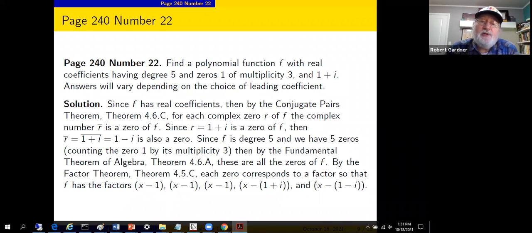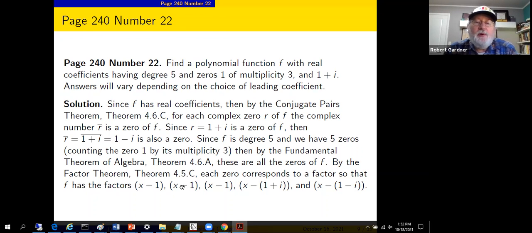So there's 5 zeros right there counting multiplicity. By the fundamental theorem of algebra, a degree 5 polynomial has exactly 5 zeros if we use complex numbers. And we found those 5 zeros. They are, again, 1, 1, 1, 1 plus i, and 1 minus i. So the 1 has to count 3 times.